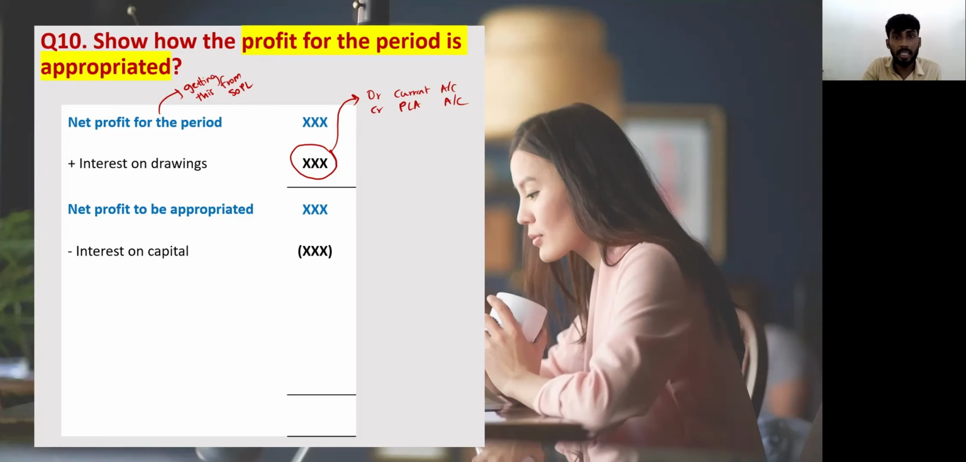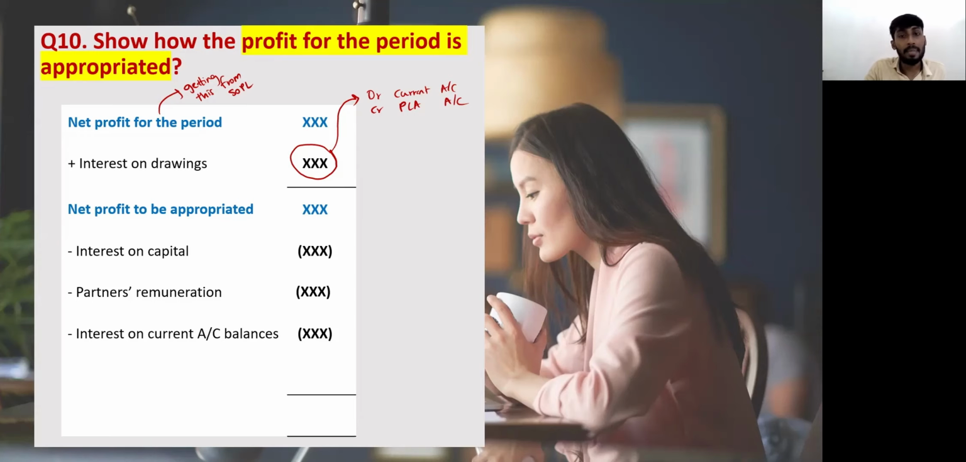One way is interest on capital. How to calculate? We calculate it based on the capital figure. We use an interest rate and multiply it by the capital. I guess you know this is a revision session. Then the partners' remuneration, then interest on current account balances. Sometimes we can give interest on current account balances, but this is less likely to be tested. Then the shares of profit or loss.